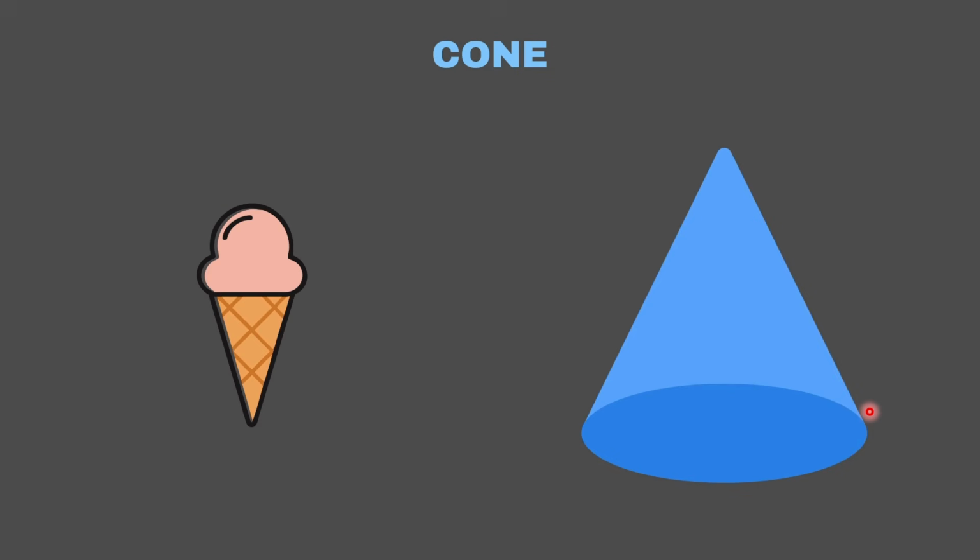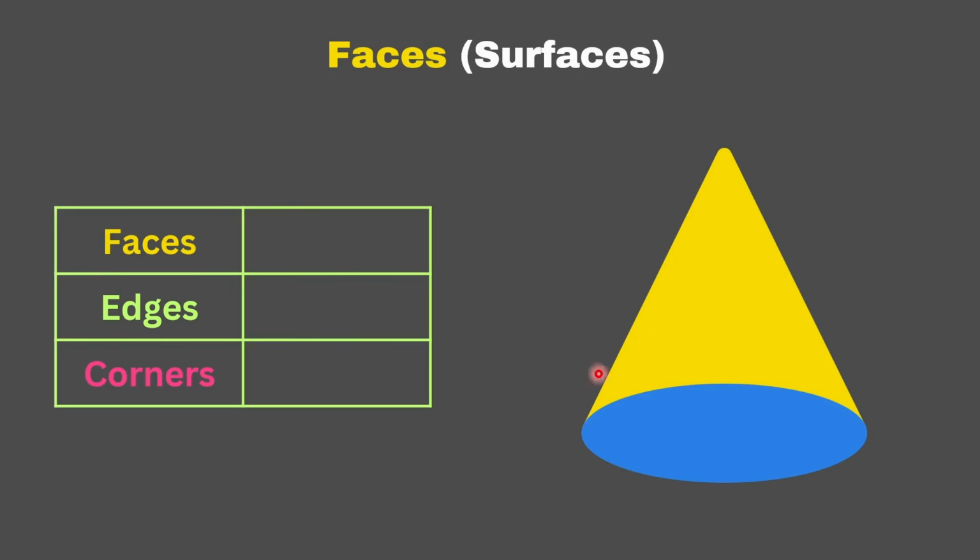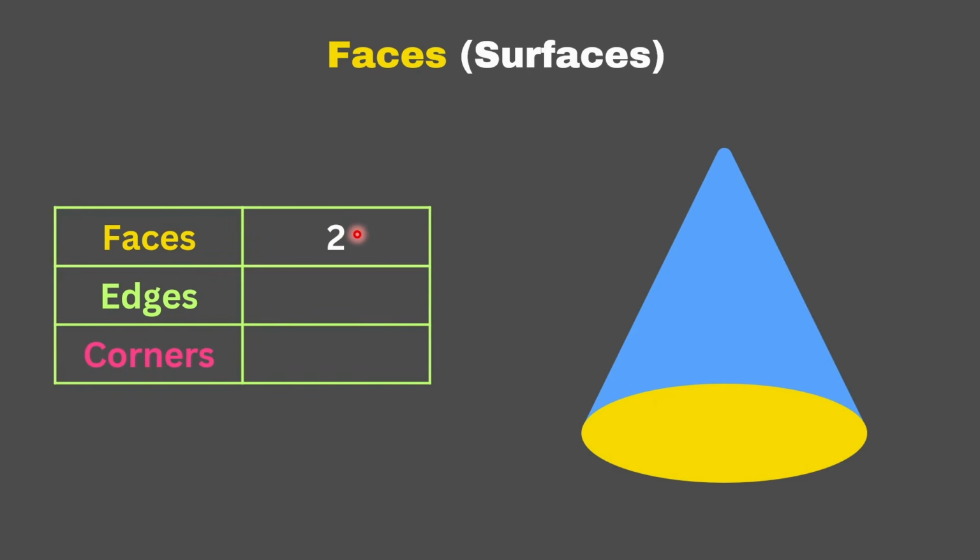Now, let's explore a cone, like an ice cream cone. First, let's count the faces of a cone. If you observe it carefully, there is a curved surface that is one face of the cone and there is a flat surface that is another face of a cone. So, it has 2 faces.